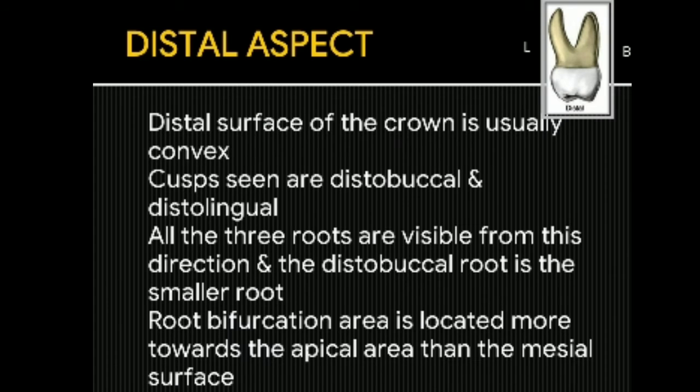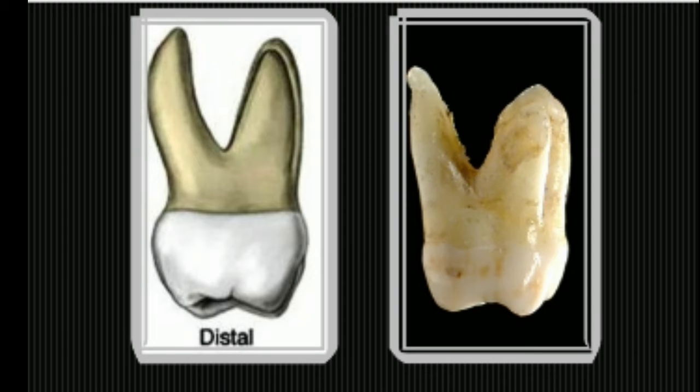Moving on to the distal aspect. Distal surface of the crown is usually convex. Cusps seen are distobuccal and distolingual. All the 3 roots are visible from this direction and the distobuccal root is the smaller root. Root bifurcation area is located more towards the apical area than on the mesial surface. It is clear here that the bifurcation is towards the apical area and the distobuccal root is the smaller root.